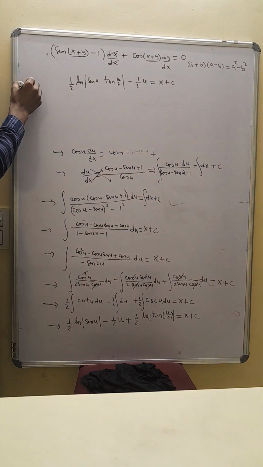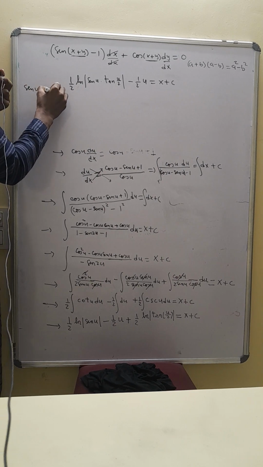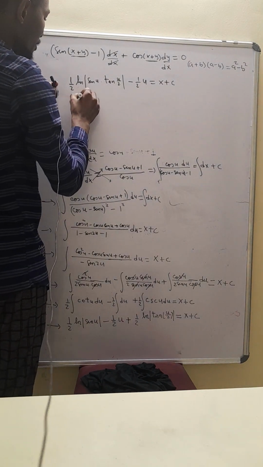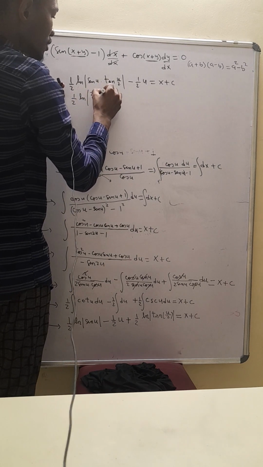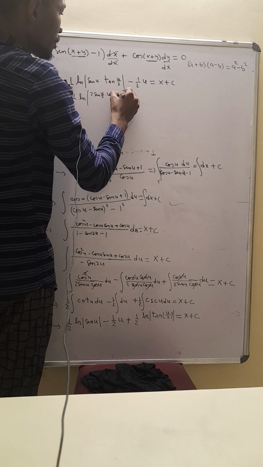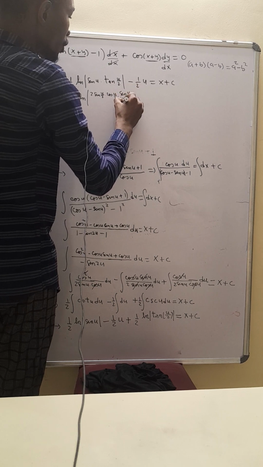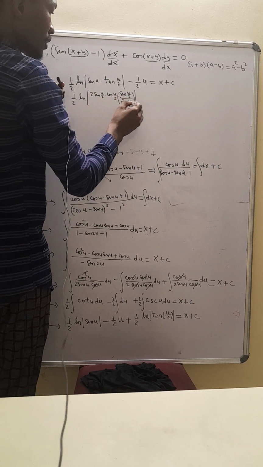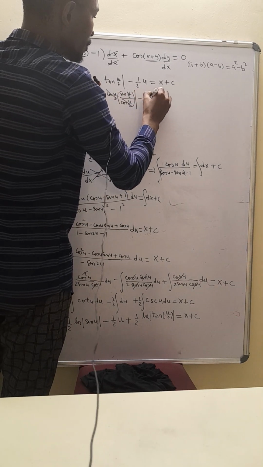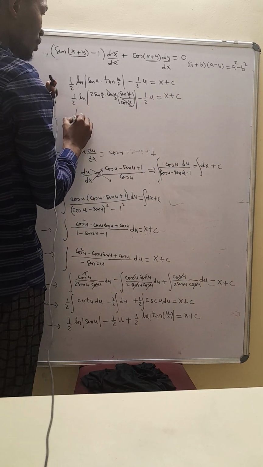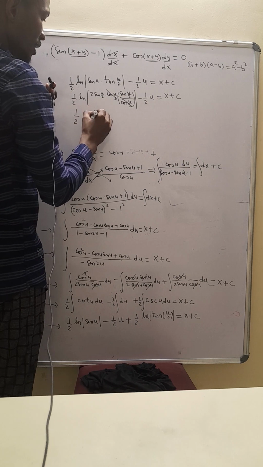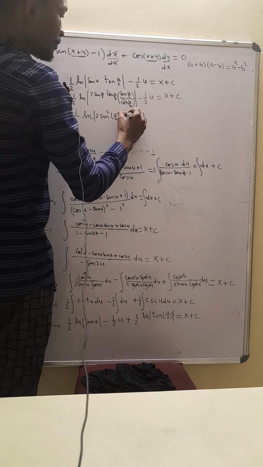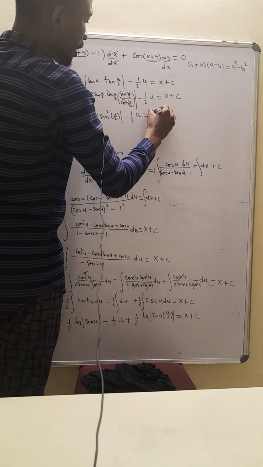This expression here, we know sin of u will be equal to 2 sin u by 2 cos u by 2. Then just do some basic simplification: 2 sin u by 2 times cos u by 2 times sin u by 2 upon cos u by 2. This is your tangent, this is your sin of u, so this and this can be cancelled out. So this will be 1 by 2 ln of 2 sin square of u by 2, minus 1 by 2 u equal to x plus c.